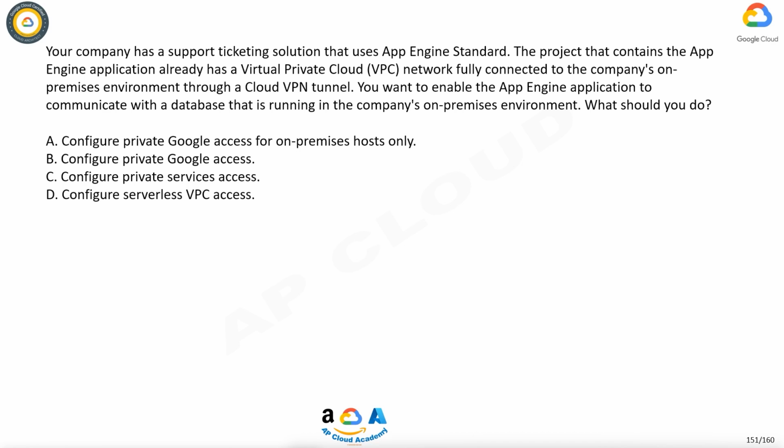A. Configure Private Google Access for on-premises hosts only. B. Configure Private Google Access. C. Configure private services access. D. Configure Serverless VPC Access.